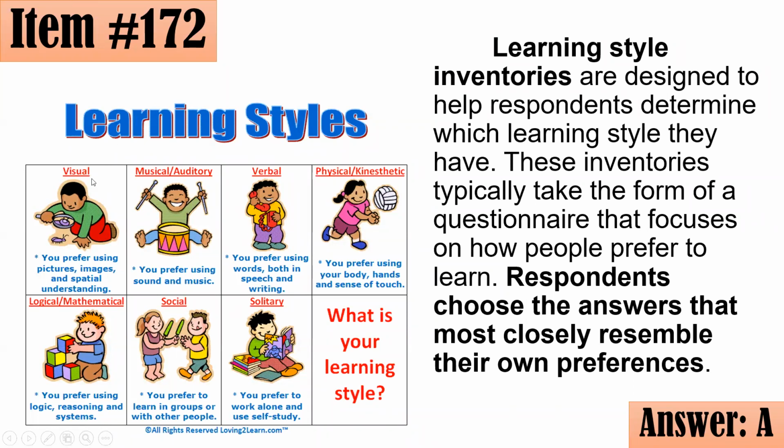Some of our learners are more visual. Some of them are mahilig sa music, no? Are musical or auditory. Some verbal, so they prefer to use words both in speech and in writing. Also, yung iba naman mahilig gumalaw, no? So, like yung mga physical kinesthetic po natin. Some are also logical or mathematical. Some are social. They would like to work with others.